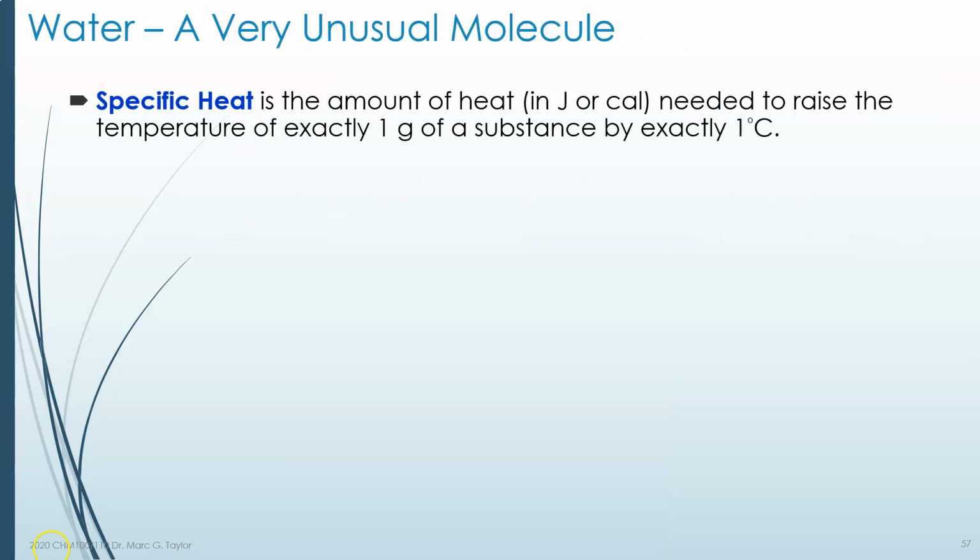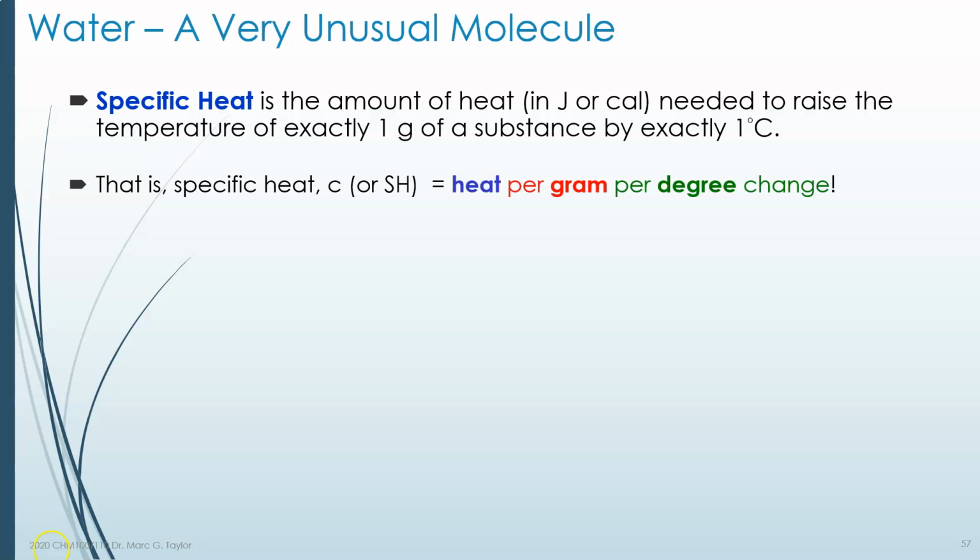So specific heat is not to be confused with heat or thermal energy. This is the amount of heat needed to raise the temperature of exactly 1 gram of substance by exactly 1 degree centigrade. And remember, the size of 1 degree centigrade is exactly the same size as 1 degree Kelvin. So you can just say by 1 degree. So the specific heat is really the heat per gram of the material per degree that you're going to change the temperature of that material.